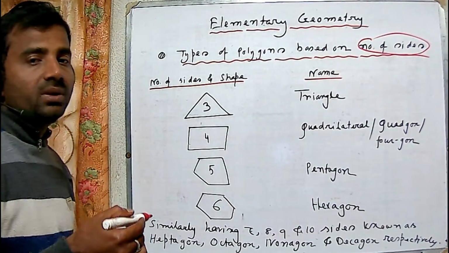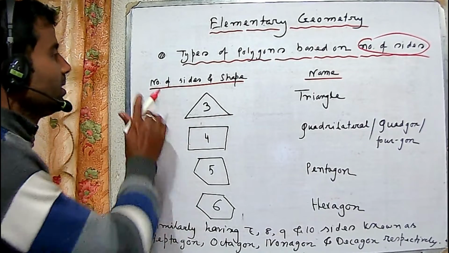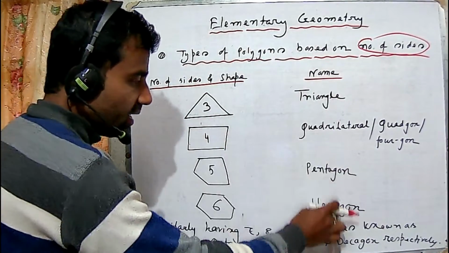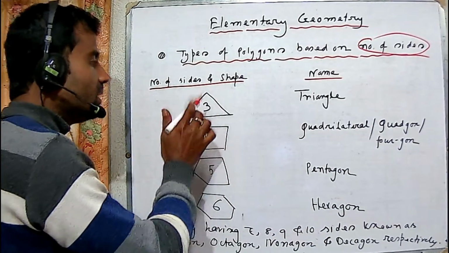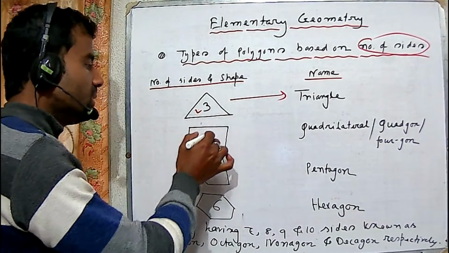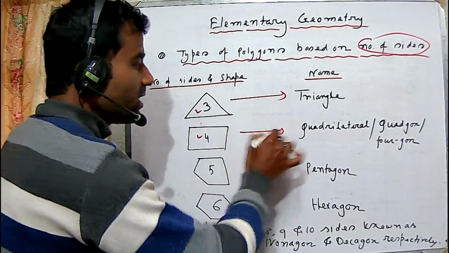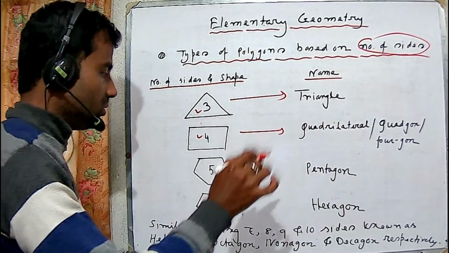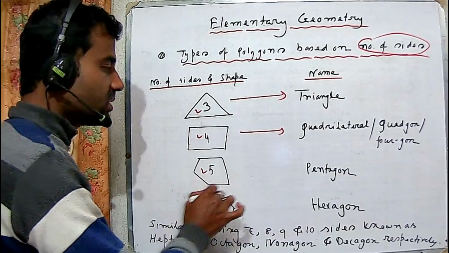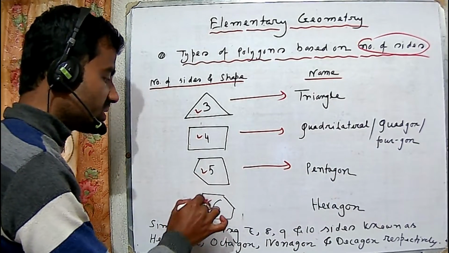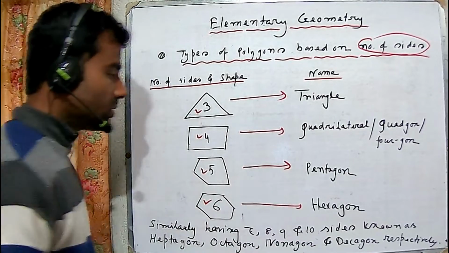Classification depends upon the number of sides. Number of sides and shape here, and their corresponding names. A polygon having three sides is known as a triangle. A polygon having four sides is known as a quadrilateral, quadgon or four-gon. Having five sides, it is known as a pentagon. Having six sides, it is known as a hexagon.